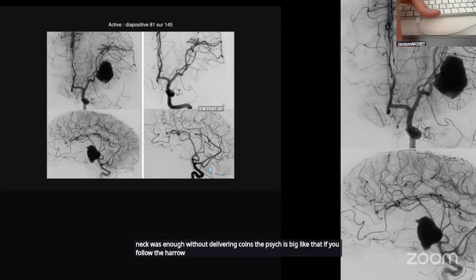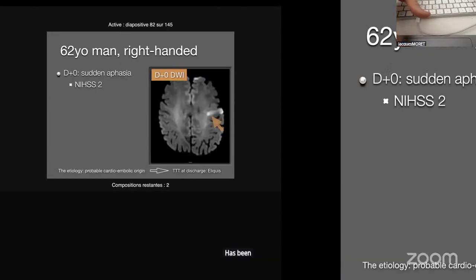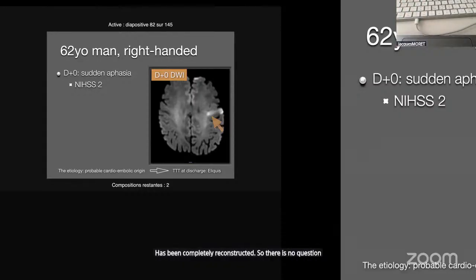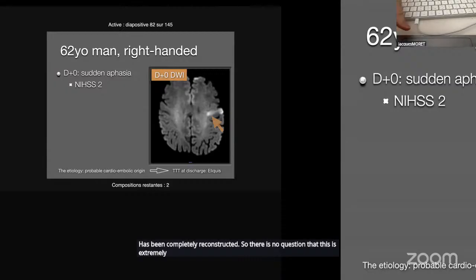So this is a 6-month control angiogram. The aneurysm is gone. The parent artery has been completely reconstructed. So there is no question that this is extremely, extremely useful. Another case to show you that you have multiple indications that were not really possible to treat before.